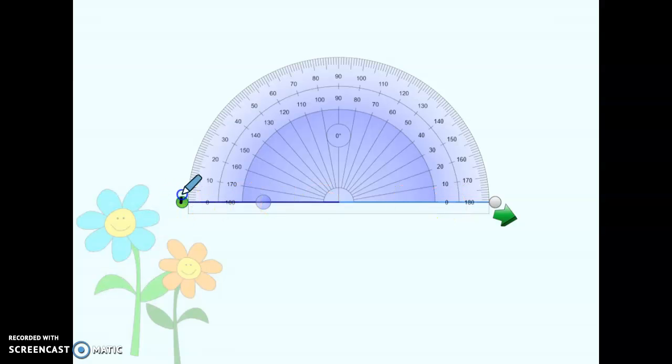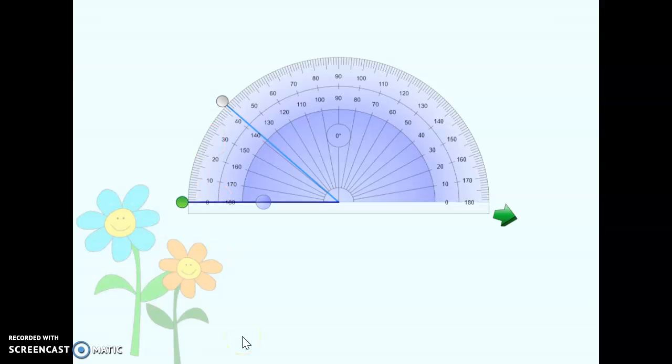So I'm going to take this out, and right here I have one of my rays. I'm going to create an angle. One ray has to start on 0, and then my other ray can go wherever. I can make any kind of angle I want. You can see right here in the middle, as I move this ray, the numbers change. And you might be saying, I don't understand how we get the numbers. Well, let's go ahead and create an angle.